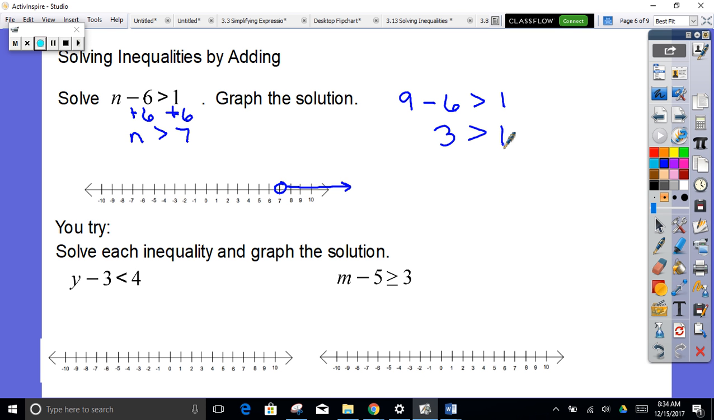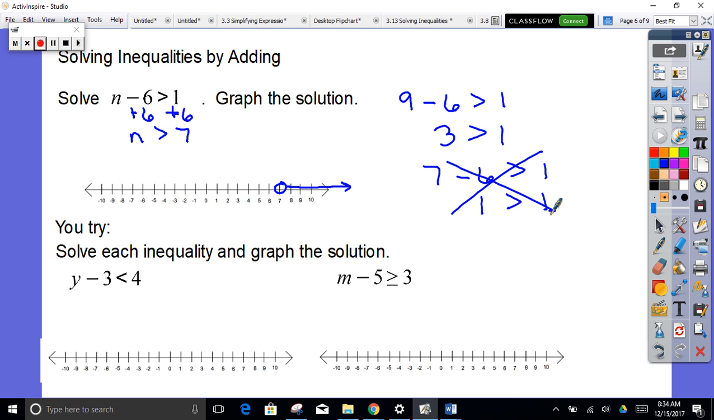What would happen if we picked 7? Would that work? Let's try it. 7 minus 6 is greater than 1. We get 1 is greater than 1. That's not true. 1 is not greater than 1. That's what the open circle means. It means we can't include that number. It's like right on the edge of not making it true. So anything less than 7 would not make that inequality true.